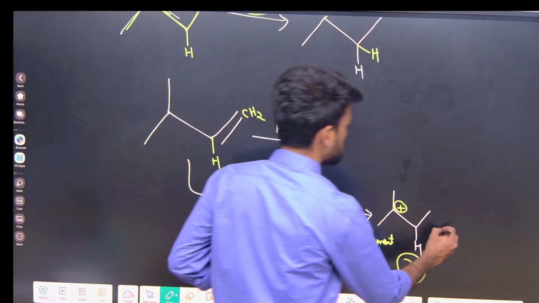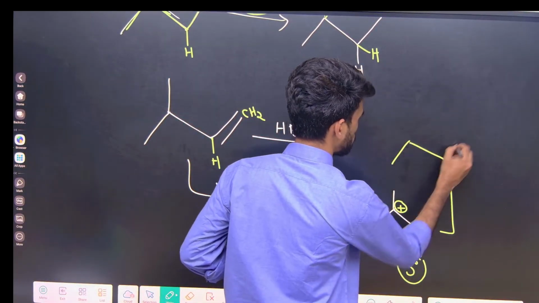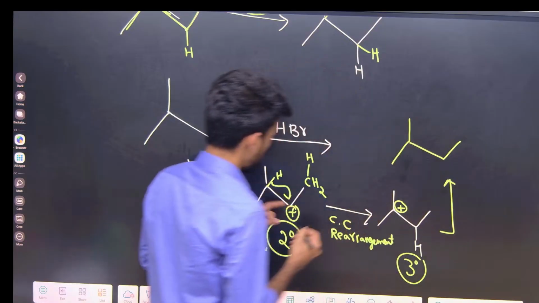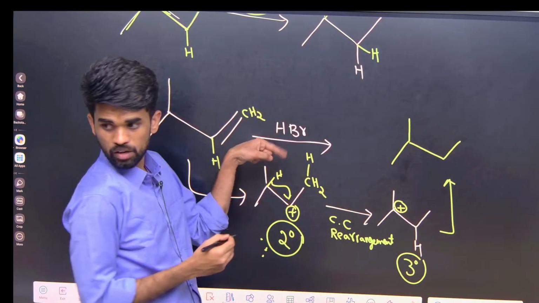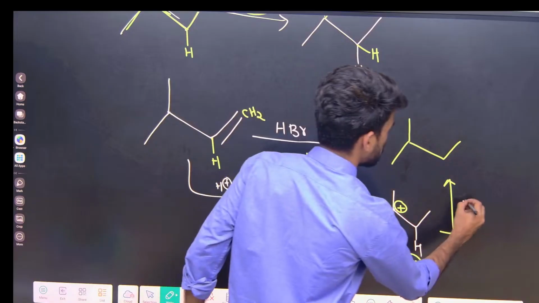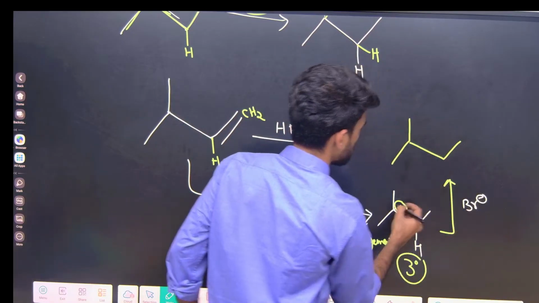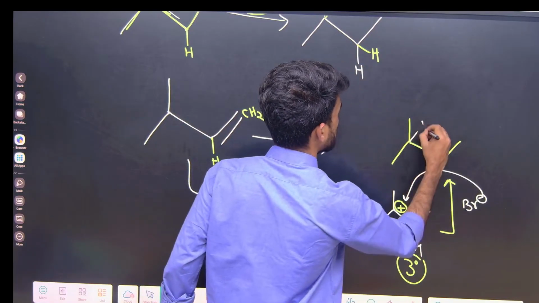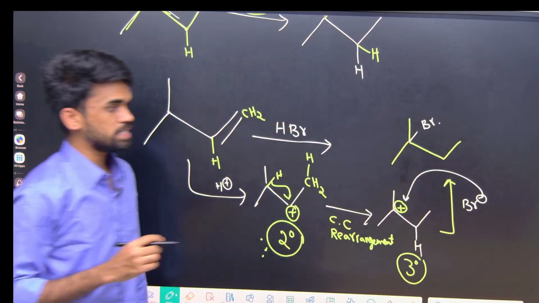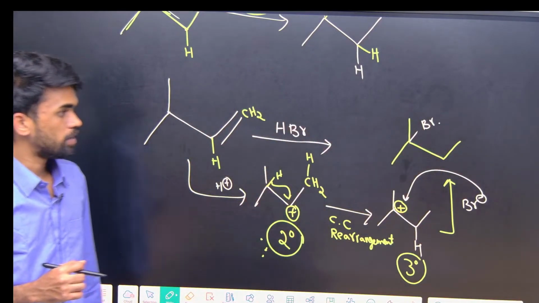Okay, finally this will give you the product. So what is the negative part of the molecule? Br minus. That will be added over this positively charged carbon. So you will get a Br here. That's it. Okay, is this clear? Write this.